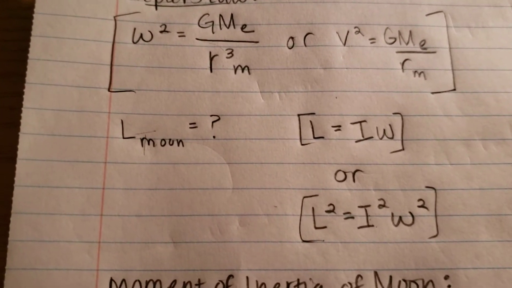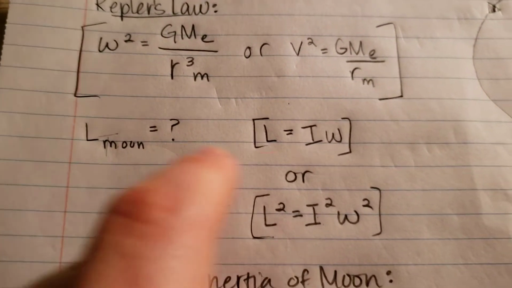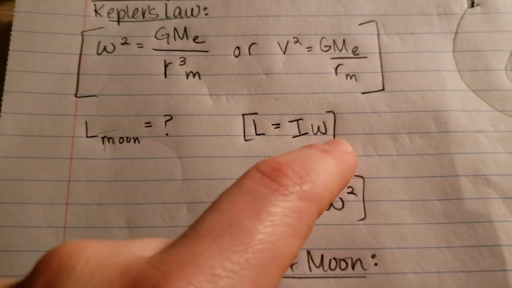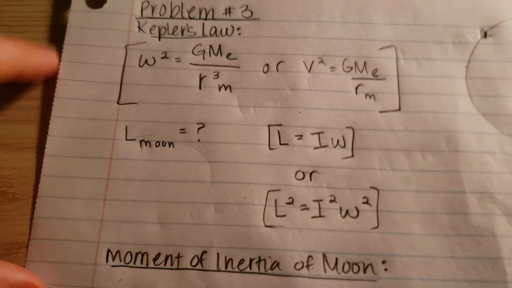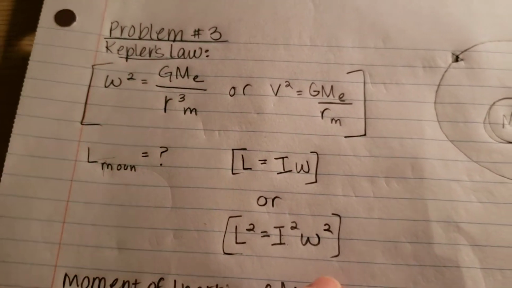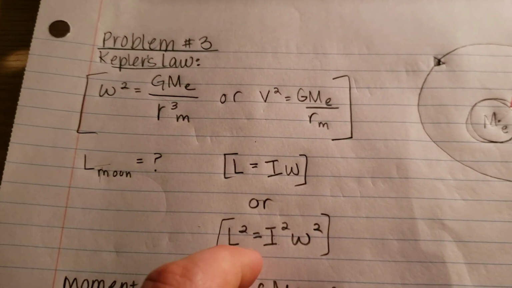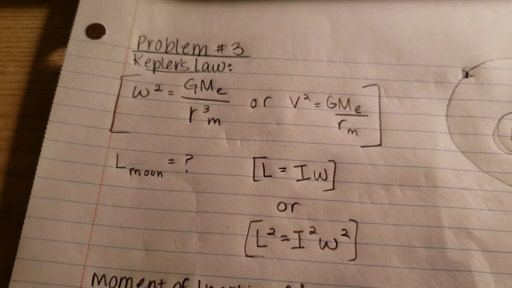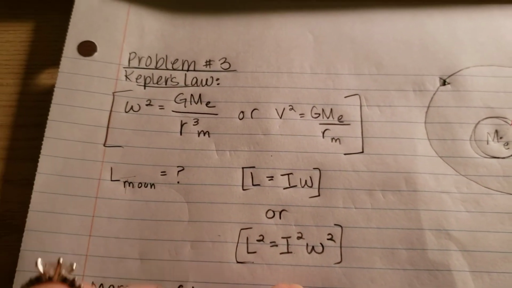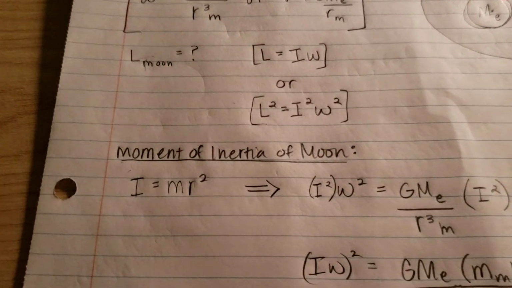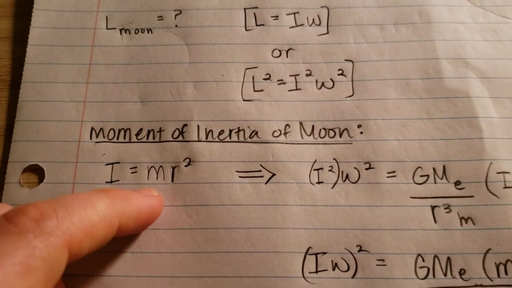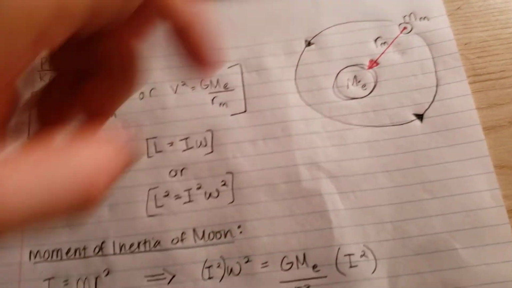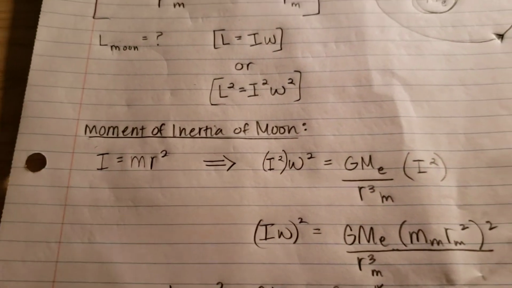So they want us to find the angular momentum of the moon. We know angular momentum can be found using the moment of inertia times the angular velocity. We have angular velocity squared here, so we can just square the rest of these and then use this to find our angular momentum because we have the moment of inertia of the moon. We know it's equal to m r squared because we have a mass, distance r from the axis, rotating around the axis.